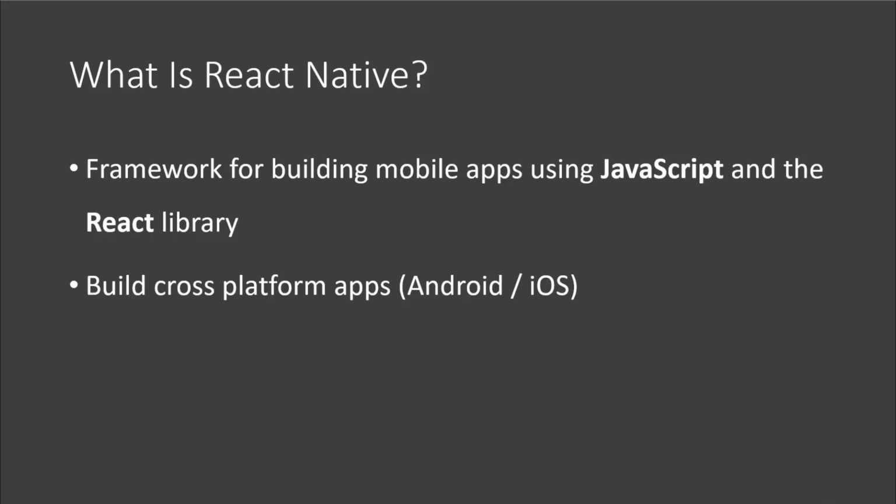So React Native allows us to build cross-platform applications. We can build one app that will run on Android and iOS, which is incredibly valuable to businesses and individuals. Instead of building an iOS app in Swift and then a separate app in Java for Android, you can have a single app that will run on both platforms. Alright, and we'll talk about the advantages to that in a minute.